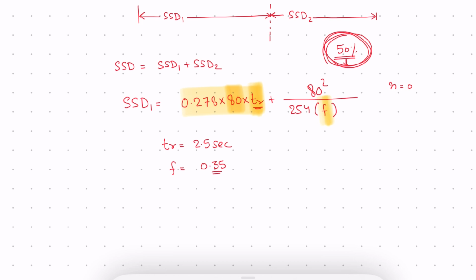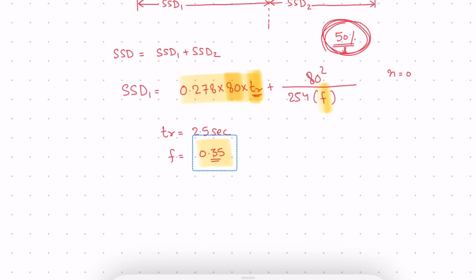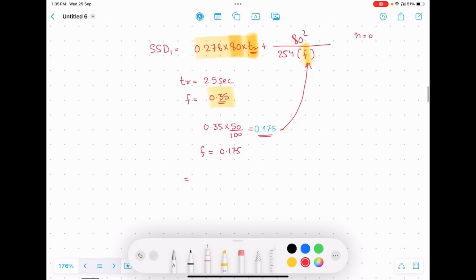If the brakes were working at 100% efficiency, then the coefficient of friction of 0.35 would have been applicable. But now brakes are not fully applied, brakes efficiency is 50%, so the coefficient of friction will basically be reduced. So putting the values: 0.278 into V, 80, TR will be 2.5, plus 80 square divided by 254 into 0.175. Solve it and see what value you are getting.